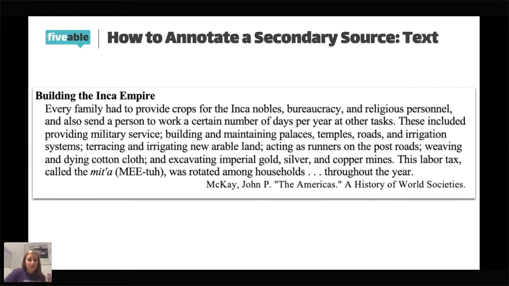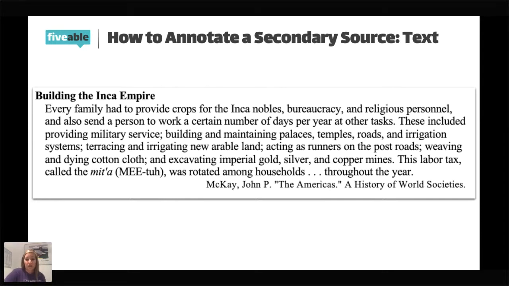It says: every family had to provide crops for the Inca nobles, bureaucracy, and religious personnel, and also send a person to work a certain number of days per year at other tasks. These included providing military service, building and maintaining palaces, temples, roads, and irrigation systems, terracing and irrigating new arable land, acting as runners on the post roads, weaving and dyeing cotton cloth, and excavating imperial gold, silver, and copper mines. This labor tax, called the mita, was rotated among households throughout the year.